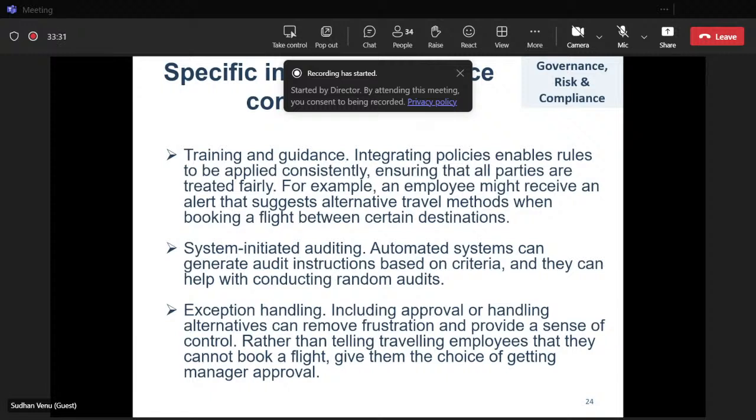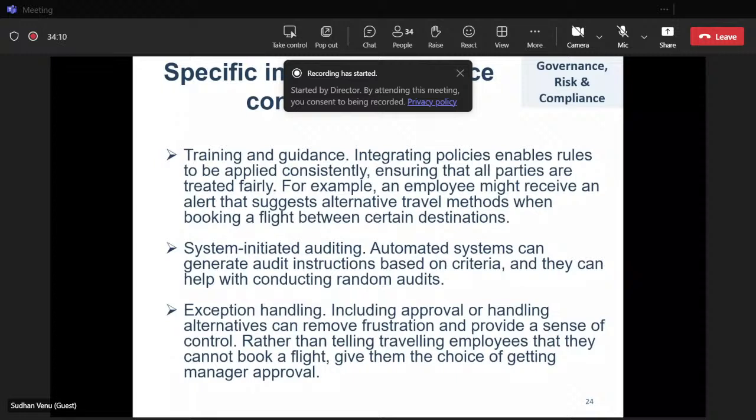And we have some kinds of control issues, that is training and guidelines, which is helpful, integrating with the policy to enable the rules to be applied consistently. For example, an employee might receive an alert that suggests an alternative travel method when booking a flight between certain destinations. That needs to be in the training guidelines. And then system-initiated auditing: an automated system can generate an audit instruction based on criteria, and it can help with conducting random audits.